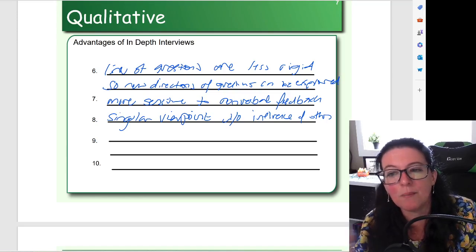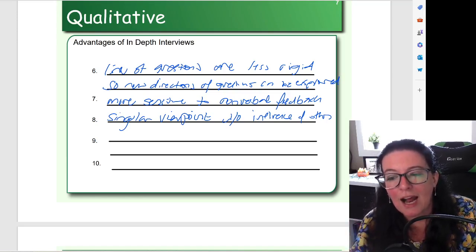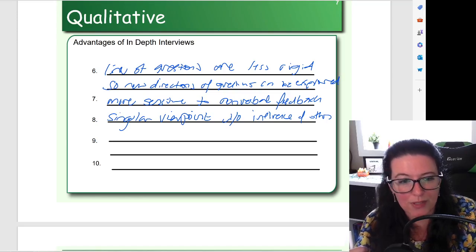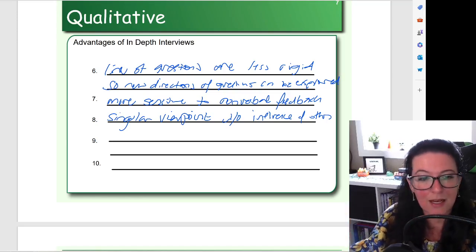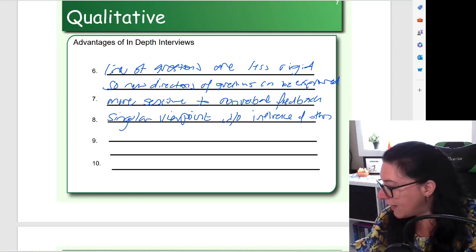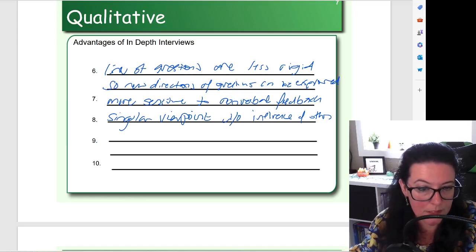So we have different biases we have to consider as we are designing our research process. And we'll get into those biases in a later video. All right, singular viewpoint without the influence of others.